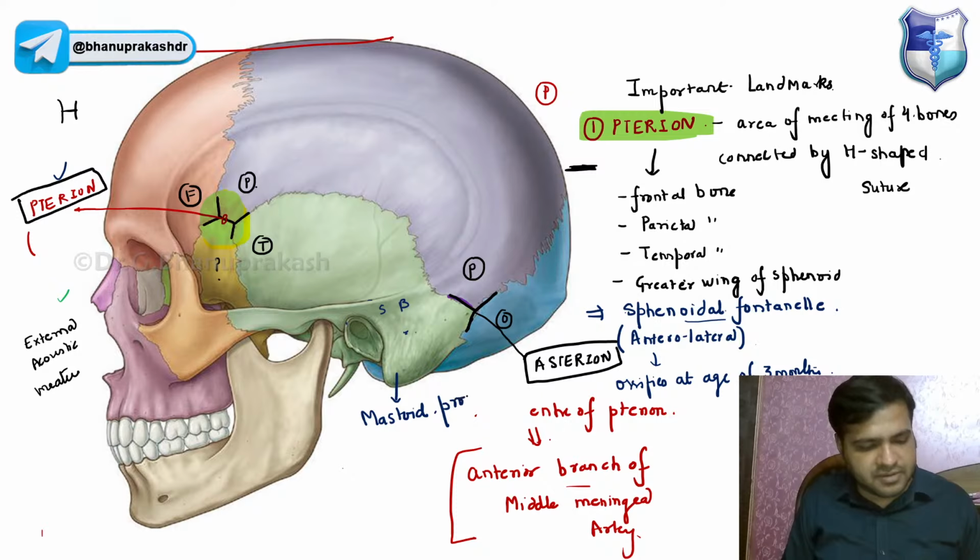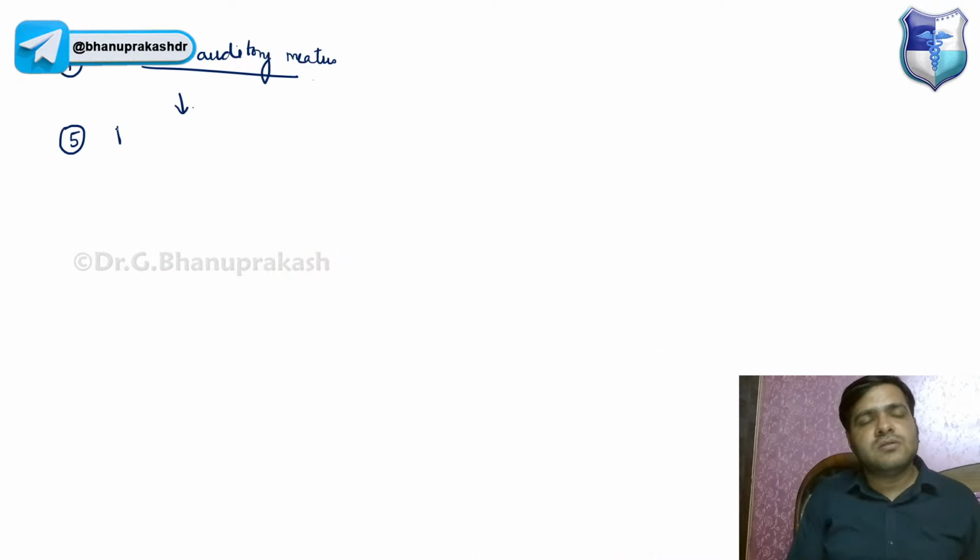Mastoid process. This is the mastoid process. Basically, beta, remember, it is a nipple-like process deep to the lobule of the ear. Okay. Now, this mastoid process is very, very important.